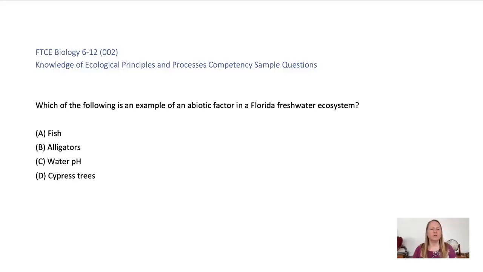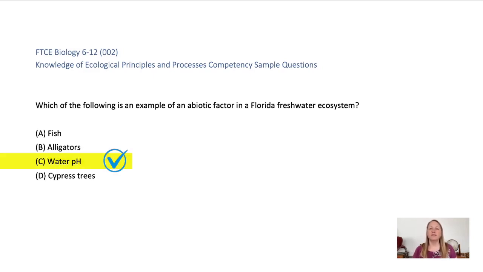Which of the following is an example of an abiotic factor in a Florida freshwater ecosystem? A. Fish. B. Alligators. C. Water pH. Or D. Cypress trees. A. Fish. Fish are animals, so they are living, which equals biotic. B. Alligators, also animals, so they are living. D. Cypress trees. Trees are plants, and plants are living.